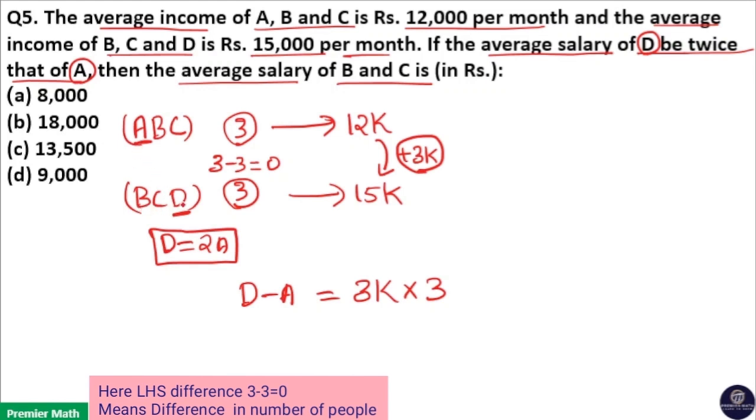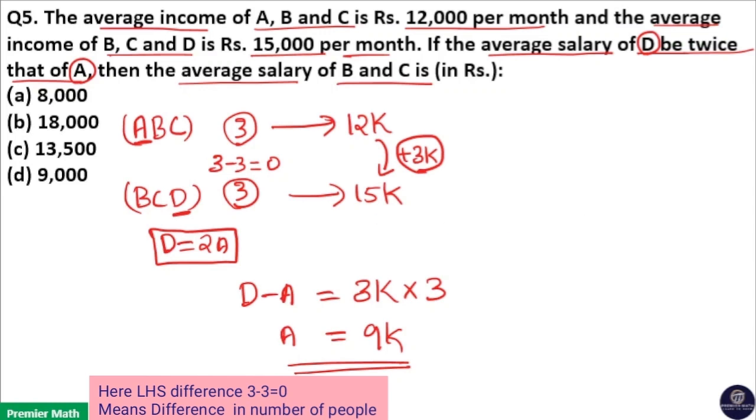So when D replaces A, there is a difference in salary between D and A. The difference in salary between D and A is equal to the difference in average income times the total number of people. Here D minus A is equal to A, because D is equal to 2A. 2A minus A is A. So here the salary of A is equal to 3k into 3, 9k. So the salary of A is equal to 9k.